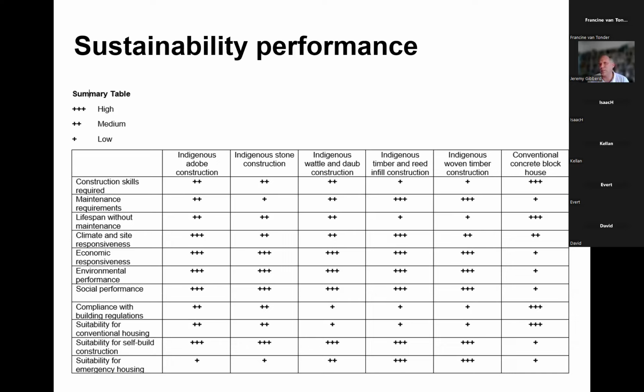Are they aligned well with culture, social interaction, and how people want to live in the particular area? Building compliance in terms of regulations. You'll find there'll be many problems with traditional buildings and regulations. Self-build. Can the construction method be built by someone without formal training? So how easy or difficult is it to build an adobe construction and thatch a building?